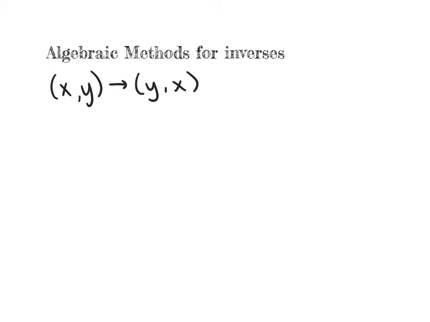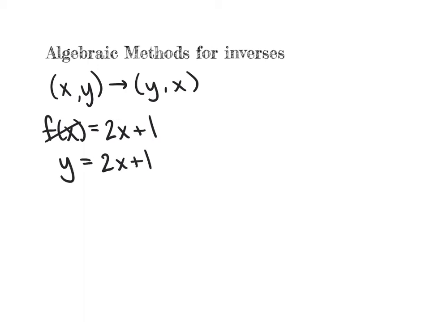So as an example, here's the function f of x is equal to 2x plus 1. Now remember, f of x, we can call this y. So I'm going to really write it as y equals 2x plus 1. And your first step is always have y equals something. Now, from here, I know the inverse says, if I want to find the inverse, I need to switch x and y. So I'm going to rewrite this as x equals 2y plus 1.